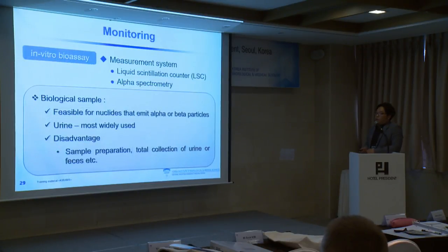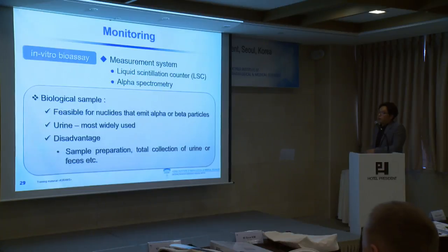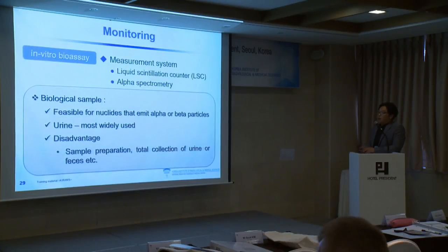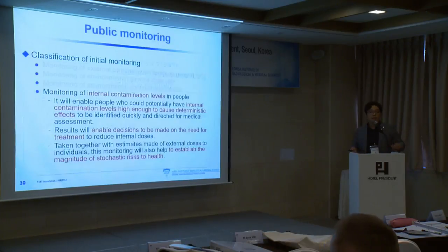The biological samples are feasible for nuclides emitting alpha or beta particles, and you already know urine is the most widely used. But the disadvantage is sample preparation, and total collection of urine or feces might be difficult. Okay, this is the bioassay introduction.